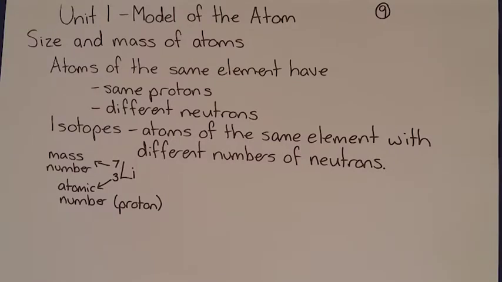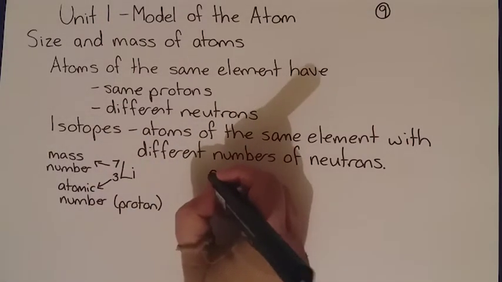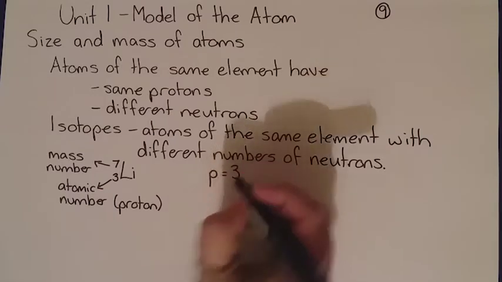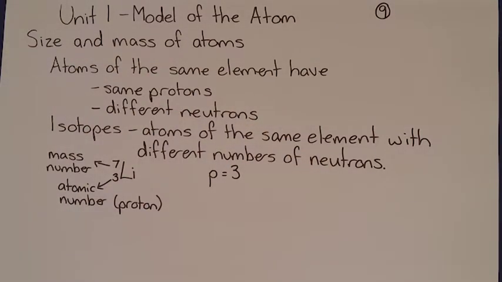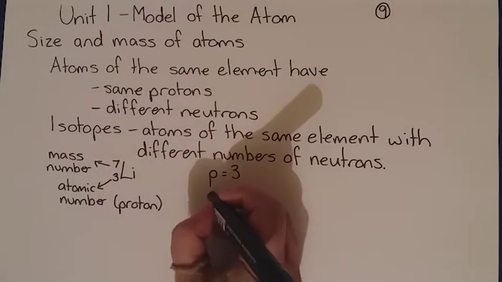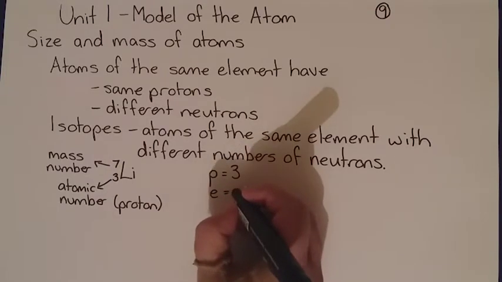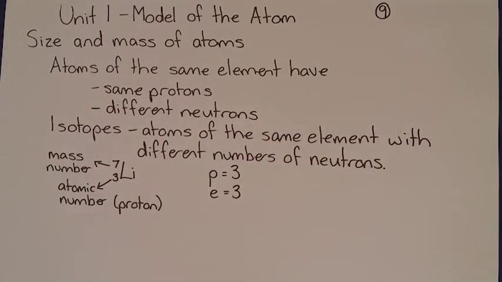So if we take the atom lithium as I've written it there, we can tell by looking at the bottom number that lithium has 3 protons. As we said earlier in this video, in order for an atom to not have any charge overall, the number of protons and the number of electrons in an atom must be equal. So if we've used the atomic number to tell us the number of protons is 3, we can also use the atomic number to tell us the number of electrons is 3.